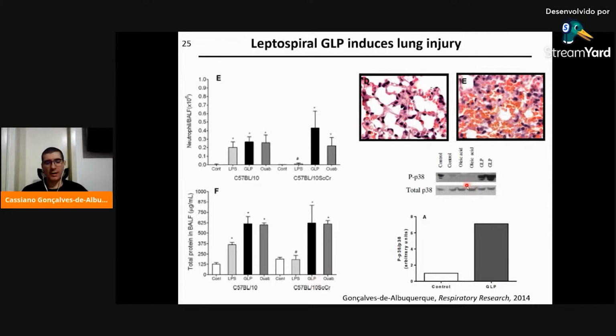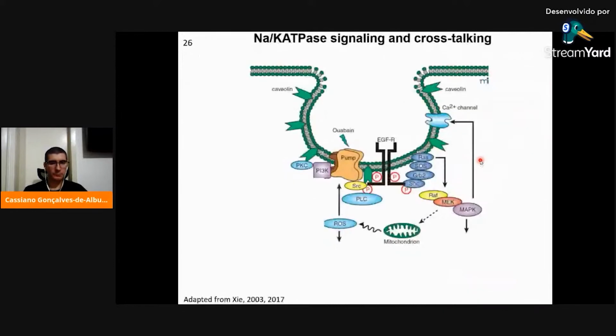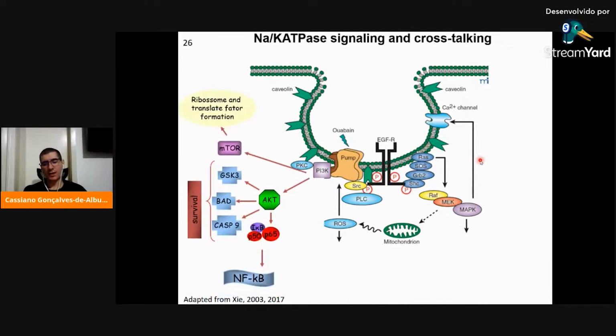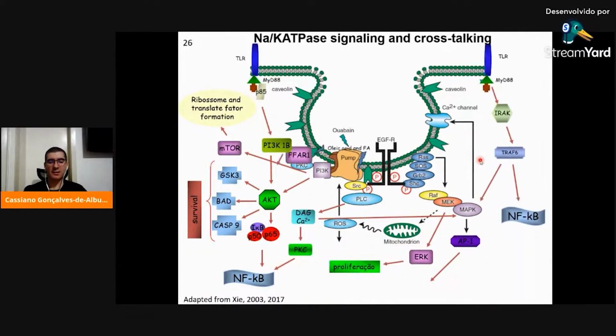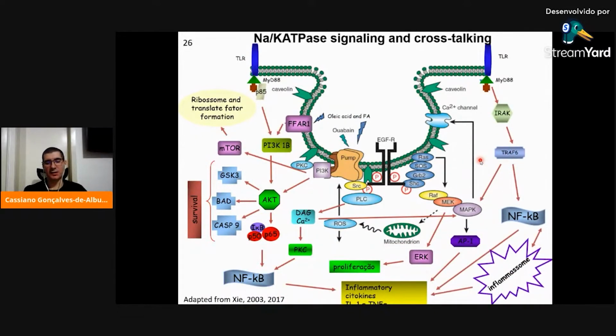Curiously, GLP induced p38 phosphorylation, different from oleic acid. Here I will show NKA signaling, transduction, and crosstalk. We want to go over every pathway, but the key is to see that NKA signaling could act synergistically with TLR to create a greater response.